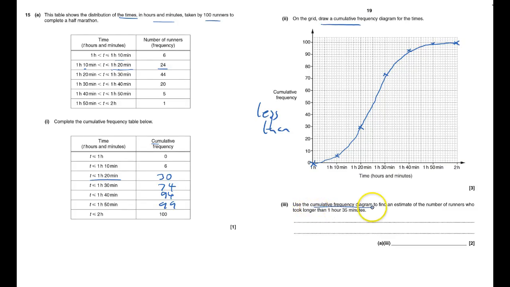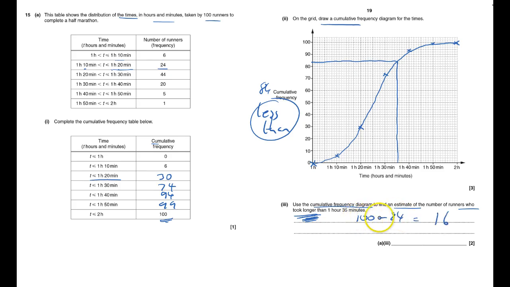Use the cumulative frequency diagram to find an estimate of the number of runners who took longer. Longer. This is our less than. So instead of looking at less than, I need to look at more. 1 hour 35. So 1 hour 35 is there. Always put it on your graph so you've got evidence of what you've been doing. And it comes down to there. So that says that 84 were less than, because that's what cumulative frequency is, less than that, there's 100 runners altogether. So from my diagram, more than that would be 100 minus 84, which equals 16.